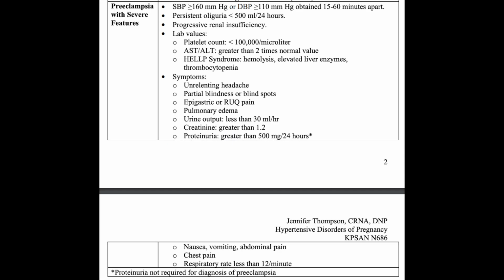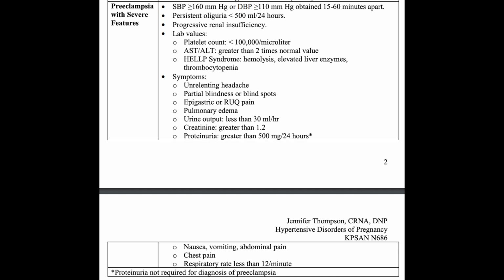Severe preeclampsia, or preeclampsia with severe features, I guess I should say, is a patient who presents with a systolic pressure of greater than 160 or diastolic greater than 110. And these measurements have to be obtained somewhere between 15 and 60 minutes apart. It's kind of different based on different guidelines. But in addition to that, a patient that presents with persistent oliguria and has some kind of progressive renal insufficiency.